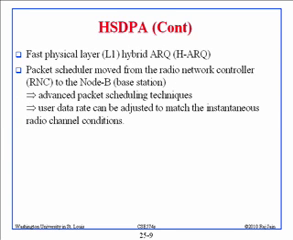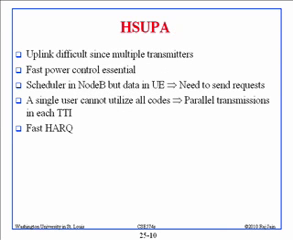Any question about HSDPA? Clear? So then we can do something similar with HSUPA. UPA is uplink, high speed uplink packet access. However, it is difficult. Why is it difficult?